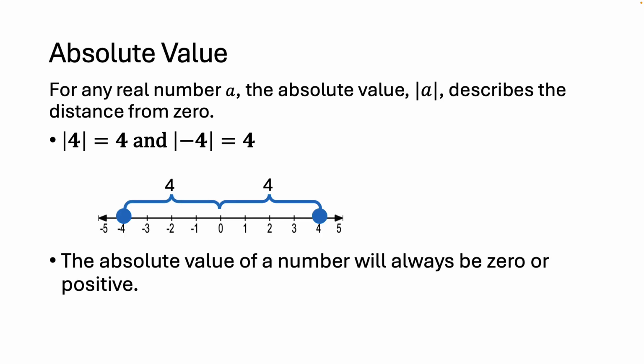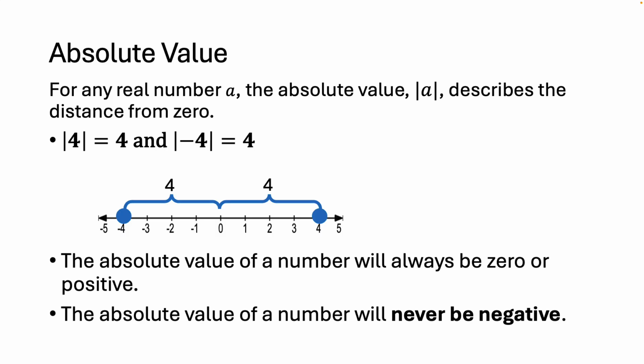Since the absolute value describes the distance, the absolute value of a number will always be 0 or positive. This also means that the absolute value of a number will never be negative. This is an important point that will come up again when we look at solving absolute value equations, so we will revisit this again.